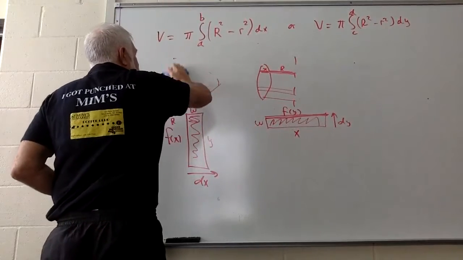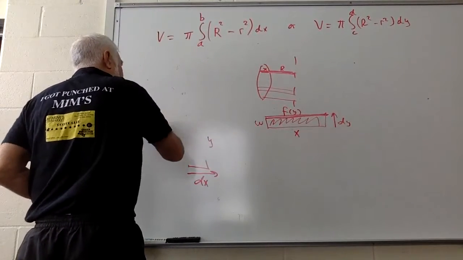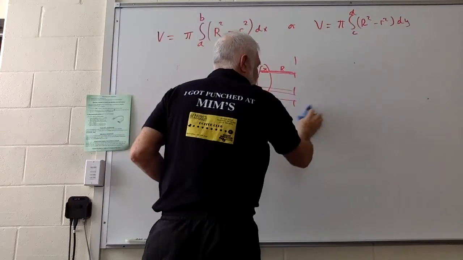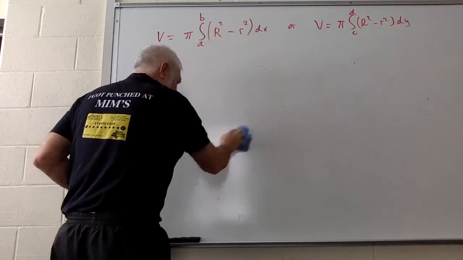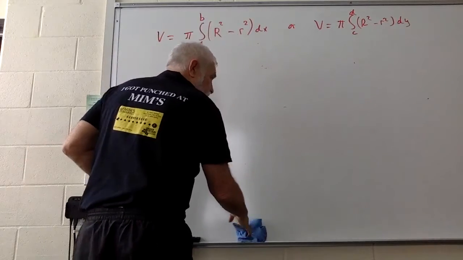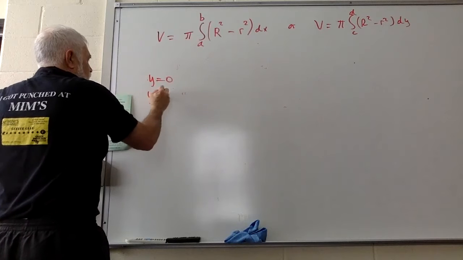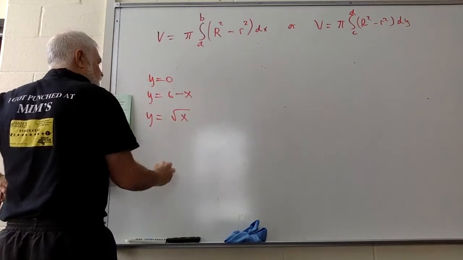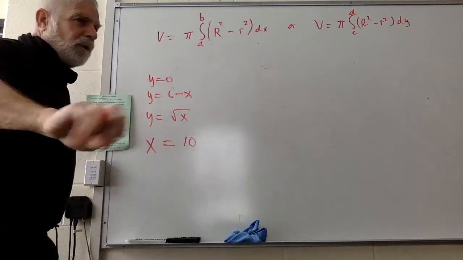So I'll give you a problem. I'll give you some parameters, and then you can pause the video and try it at your own pace, and then go through it with me. On Monday, you'll go through it with your classmates and explain it to each other. But right now, we're looking at y equals 0, y equals 6 minus x, y equals the square root of x, and we're going to rotate it around x equals 10. All right, you pause the video.